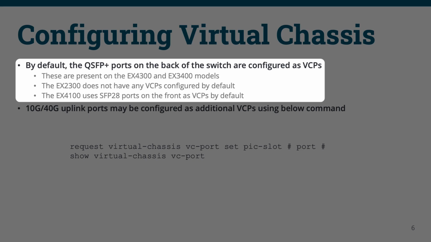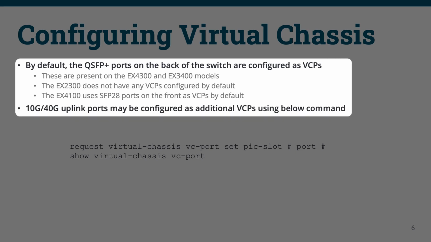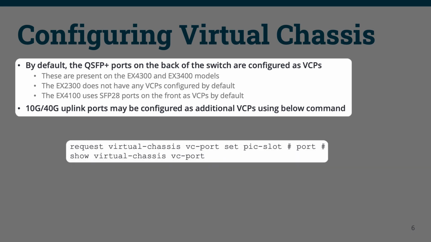The EX2300 platform, however, does not have any VCPs configured by default, and some must be specified if a virtual chassis is to be formed. Only 10 gig uplink ports may be used as VCPs, and these can be configured using the command shown here. This also means if you want to use 10 gig uplink ports as VCPs instead of the QSFP Plus ports on the EX3400 and EX4300, you can simply configure them as VC ports and do so.